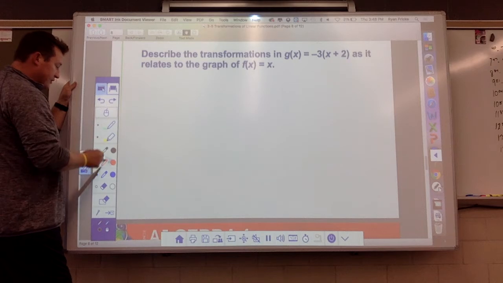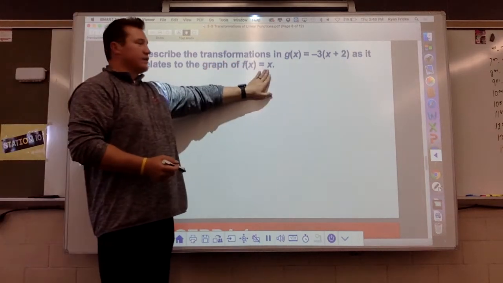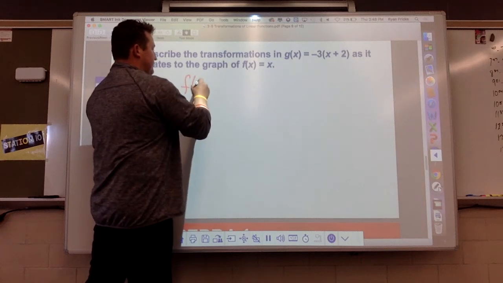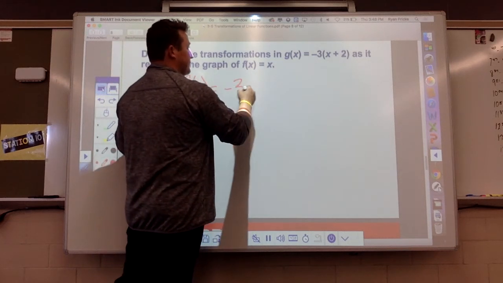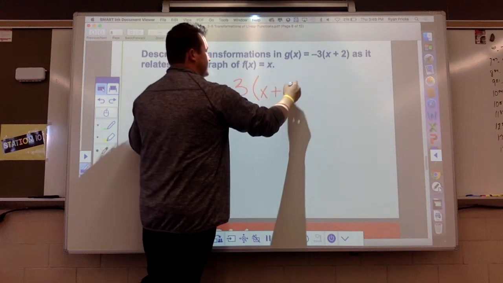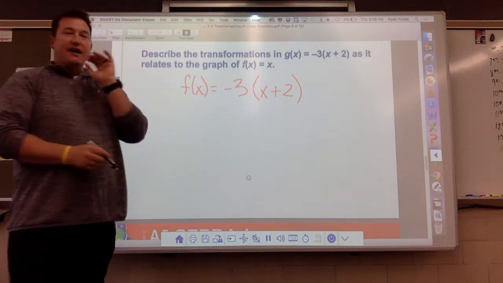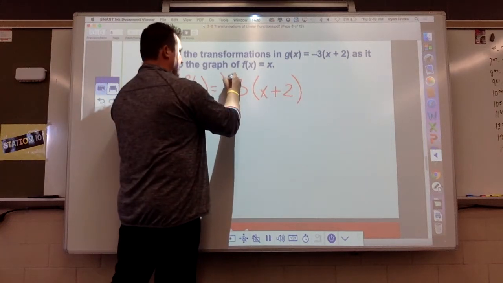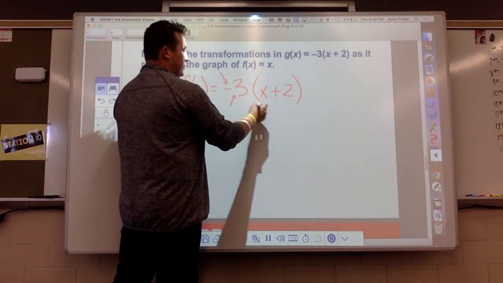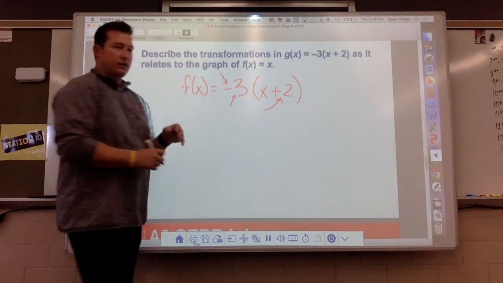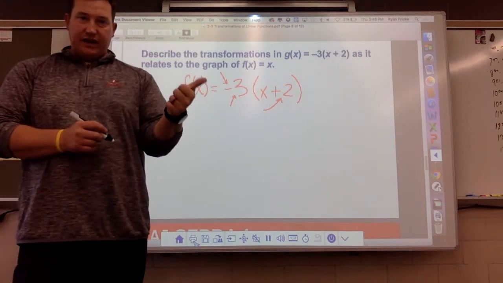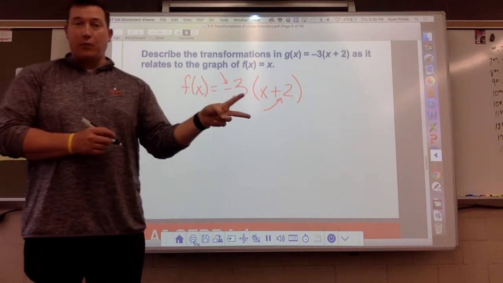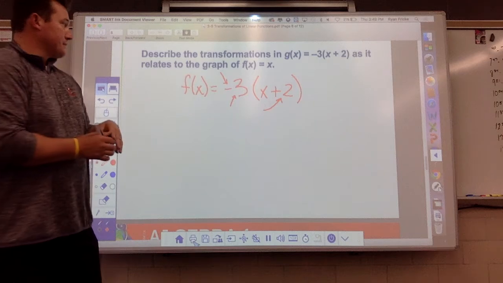Okay, so a couple things to do here, folks. All right, so again, how does it relate to our parent function? So we have f of x equals negative 3x plus 2. All right, I have 3 moves that I have to describe here, okay? Here's one of them, here's another one, here's another one, okay? So I need to describe what the negative is doing, I need to describe what that 3 is doing, and then I need to describe what the 2 is doing, okay?